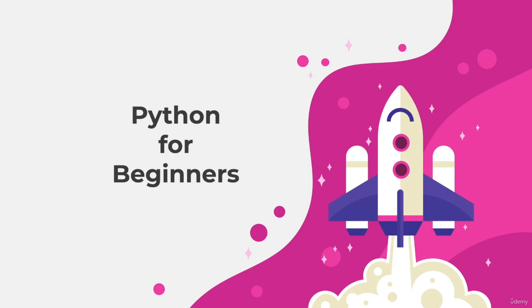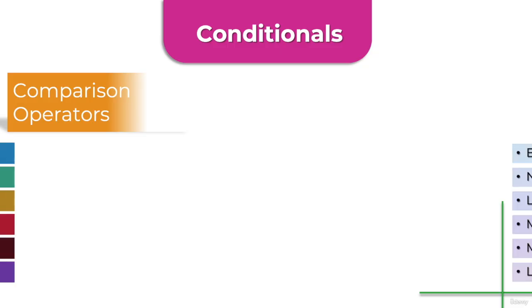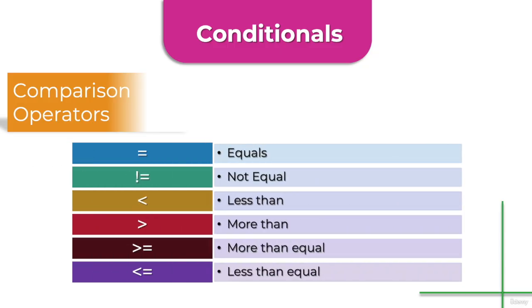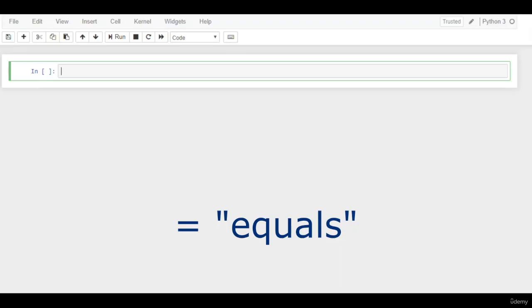Hello, dear friends. In this lesson, we will learn comparison operators and logical operators in Python and how we're going to use them. So let's start. These operators compare the values on either side of them and then decide the relation among them. They're also called relational operators. Now let's have a look at the comparison operators one by one.